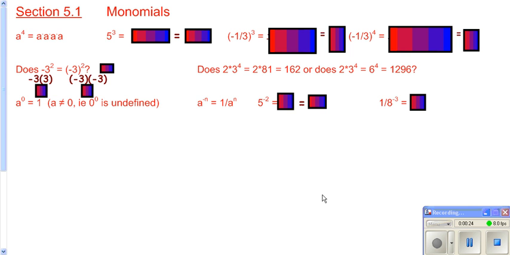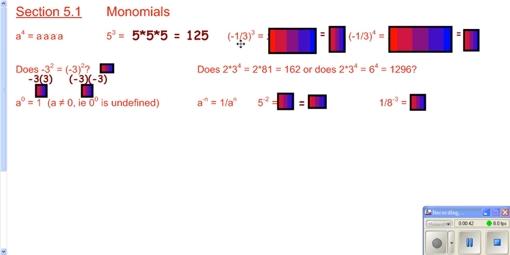Now, remember that something like a to the fourth means an a multiplied together 4 times. So 5 to the third would be 5 multiplied together 3 times, which in this case, since we're dealing with numbers, we could work that out and we'd get 125.